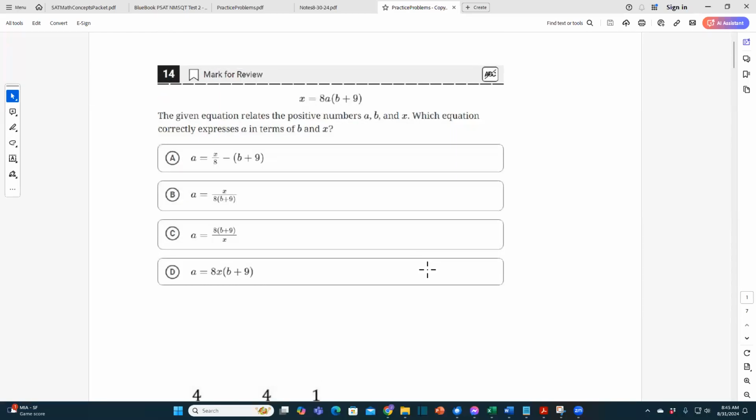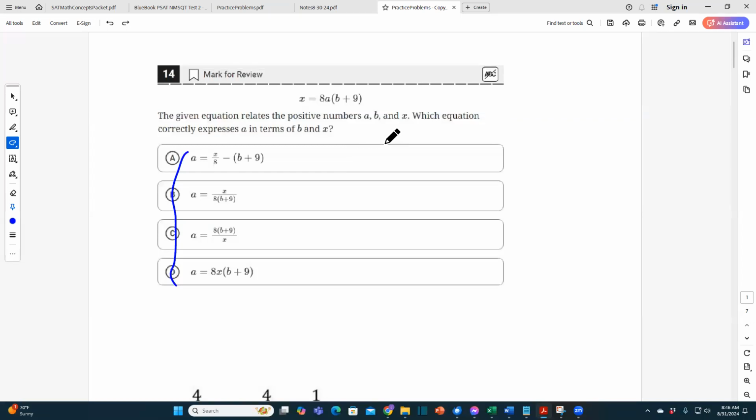All right, in this video, I'll go over a few example problems. So this first one, we have x equals 8a times the quantity b plus 9. In the given equation, a, b, and x are positive numbers. Which equation correctly expresses a in terms of b and x? So the answer choices are just trying to get a by itself.